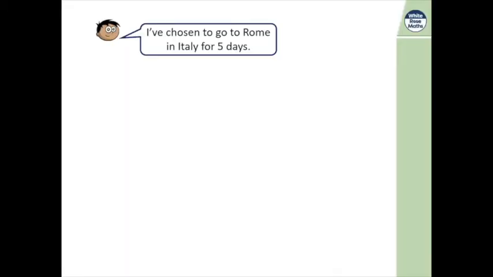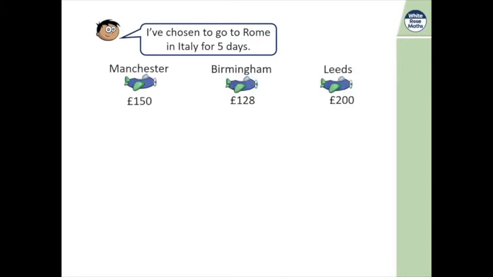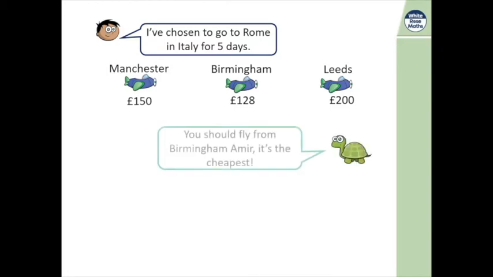Amir has chosen to go to Rome in Italy for 5 days. He's looking at the price of flights. It costs £150 return to fly from Manchester to Rome, £128 return to fly from Birmingham, and £200 return to fly from Leeds. Tiny thinks Amir should fly from Birmingham as it's the cheapest flight.